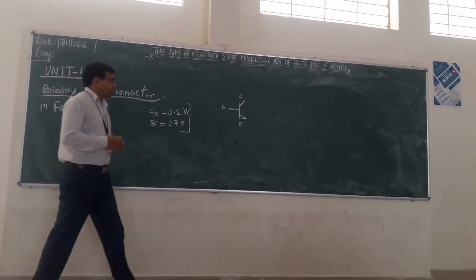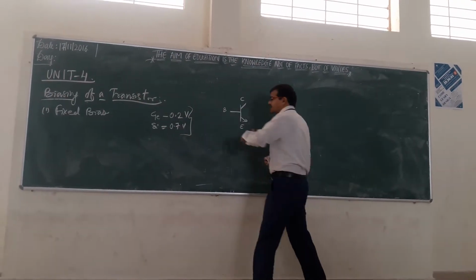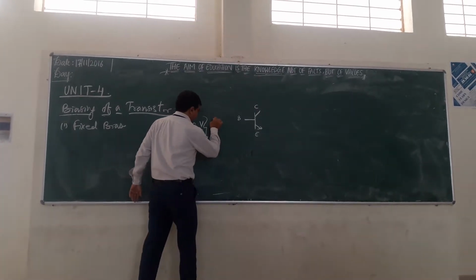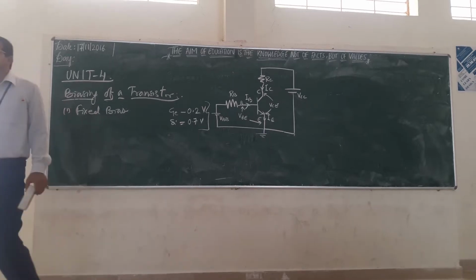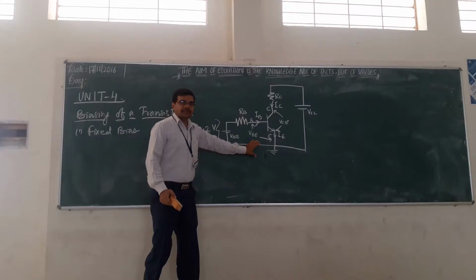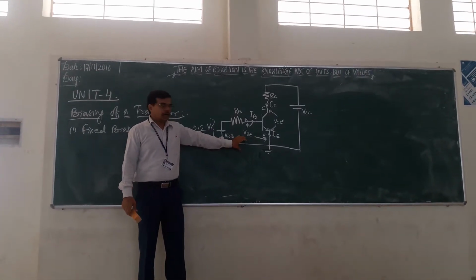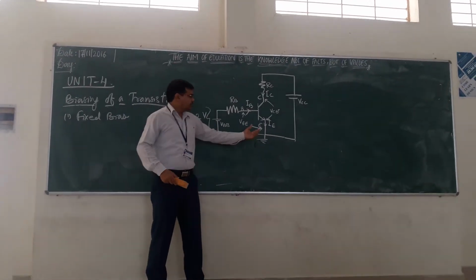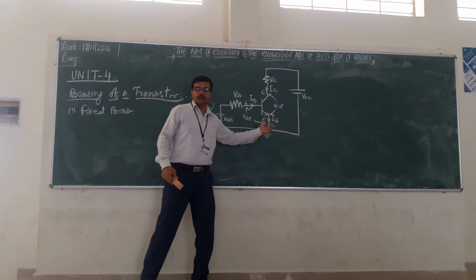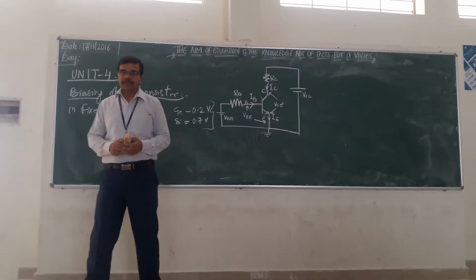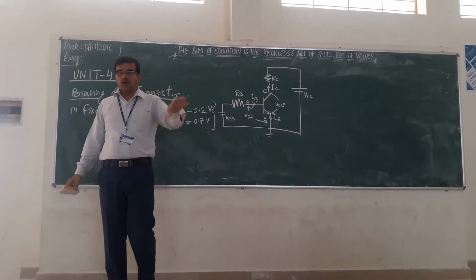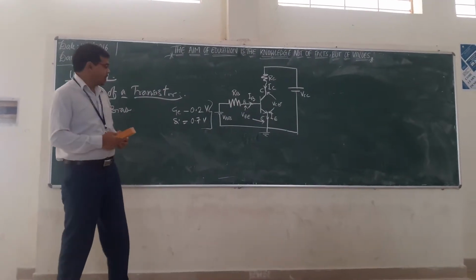So what we will do is design something else. You just see. Suppose this is one circuit. This is your common emitter configuration, where the emitter is common to both input and output. This is the basic circuit we use for amplification purposes.